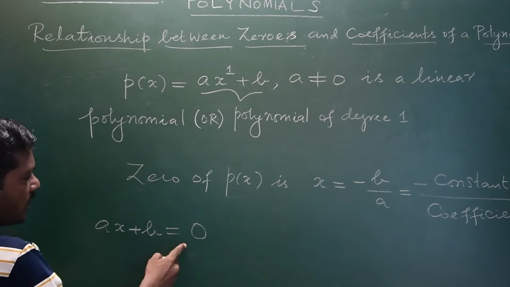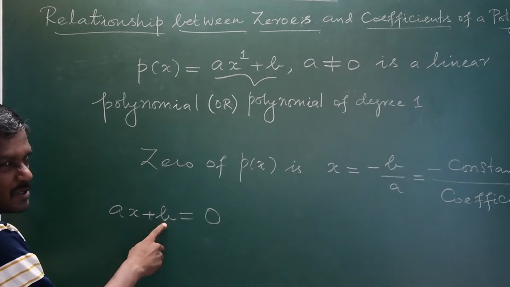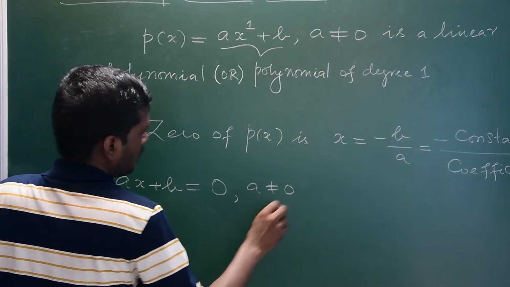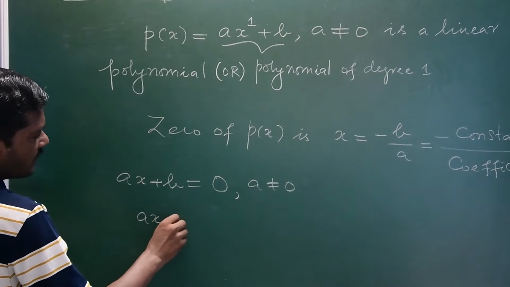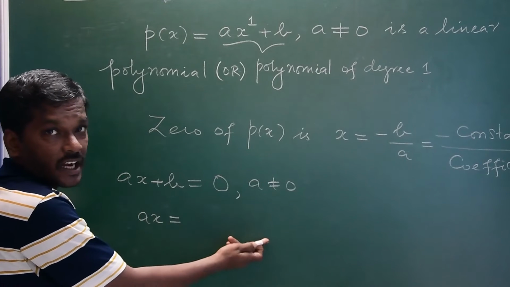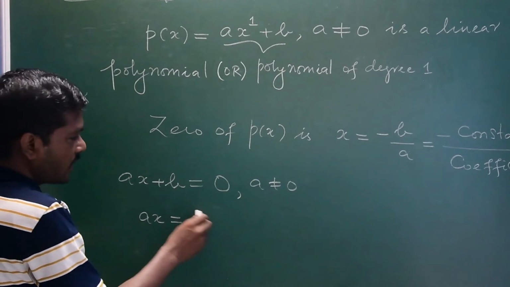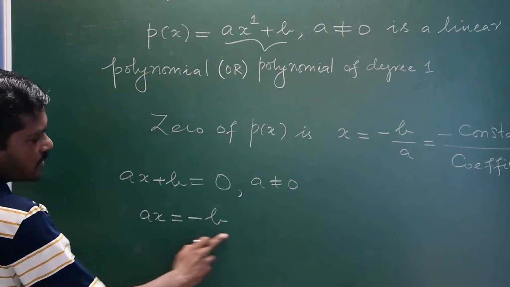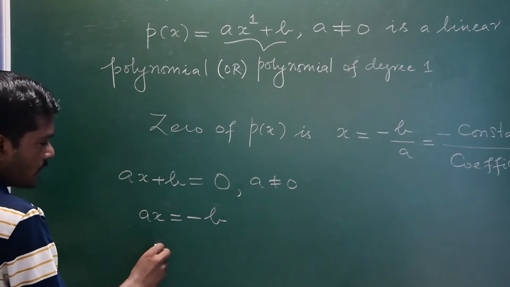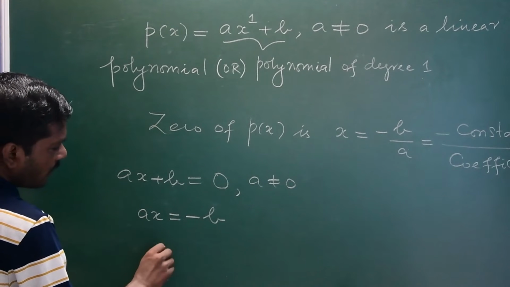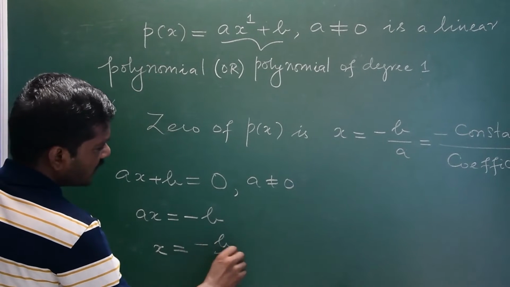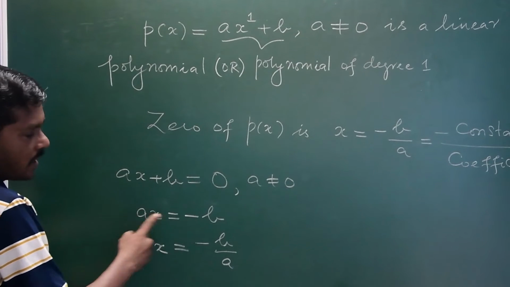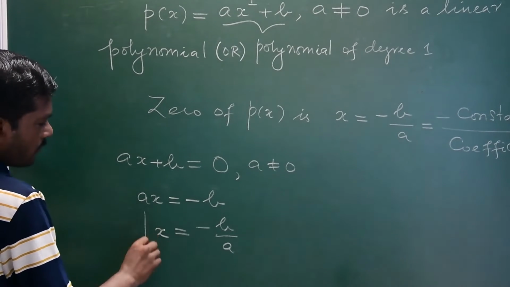Here b may be 0 or may not be 0. The only thing is a is not equal to 0. So we keep ax as it is. We push b to the other side of the equation using the additive inverse idea. So this is minus b. And since a is not equal to 0, you can divide both sides by a. So by dividing both sides by a, we see that x is equal to minus b by a.